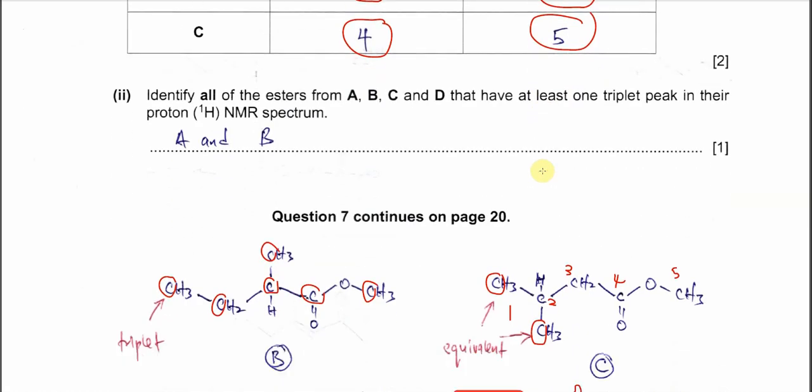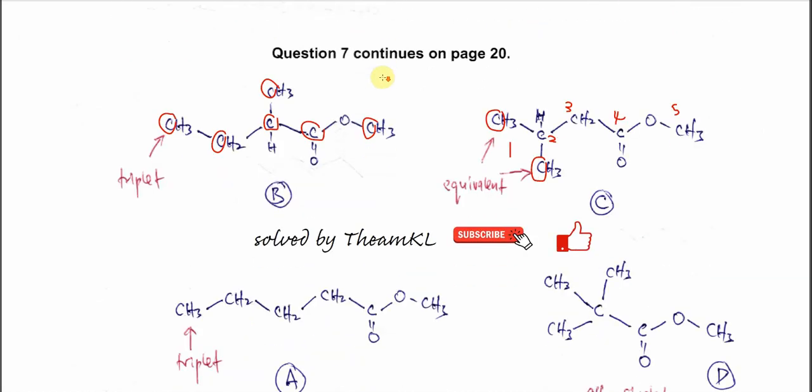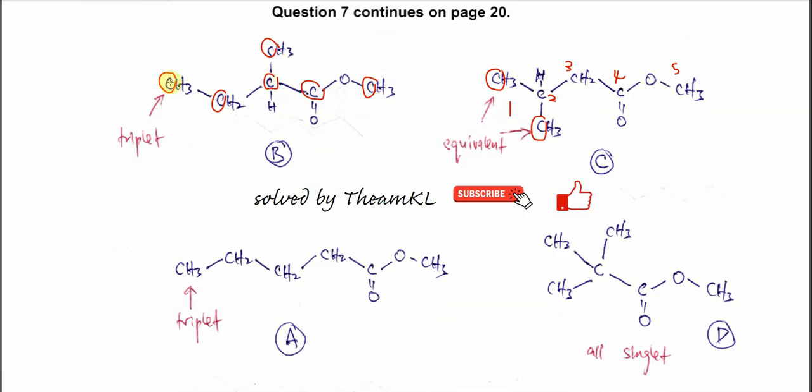And for part 2, identify all of the esters from A, B, C, D that have at least one triplet in their proton NMR, just proton NMR. Of course it's proton NMR, because triplets, quartets and all these multiplets come from the proton NMR in your syllabus. So now let's compare all of these and see which one will produce a triplet.